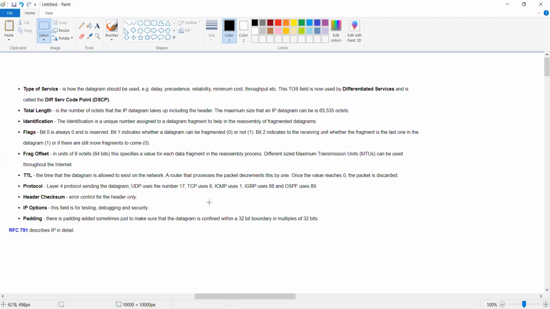In the IP, this is the total length which I was mentioning. This is identification. Flags: 0 means reserved, 1 indicates whether the datagram would be fragmented or not, and MF. Fragment offset is for the reassembly process at the destination device. TTL I have explained to you. Protocol also I have explained to you.